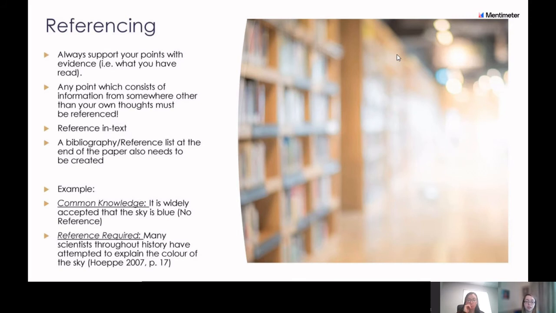And then this is just a quick example of what you would and wouldn't reference. It's common knowledge, widely accepted, that the sky is blue, so you wouldn't have to reference this. And many scientists throughout history have attempted to explain the colour of the sky, and you would have to reference that. That's an example of how to use a reference.